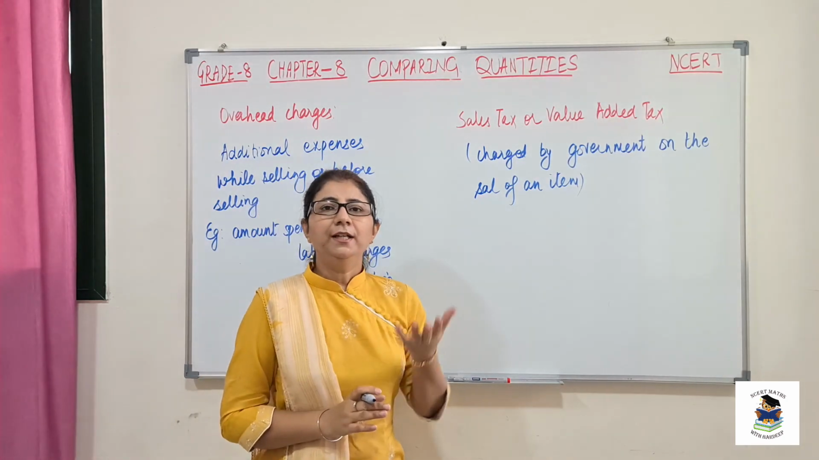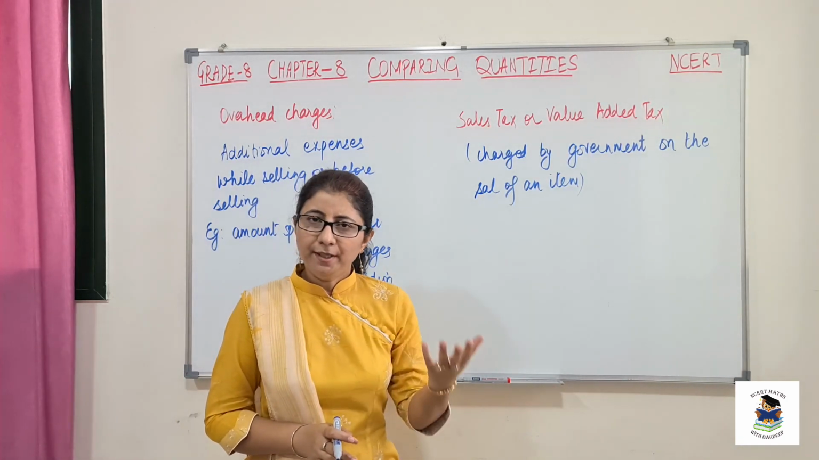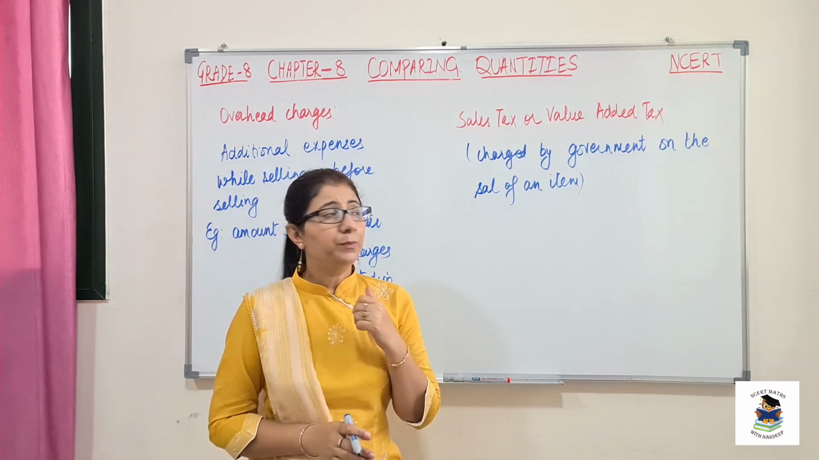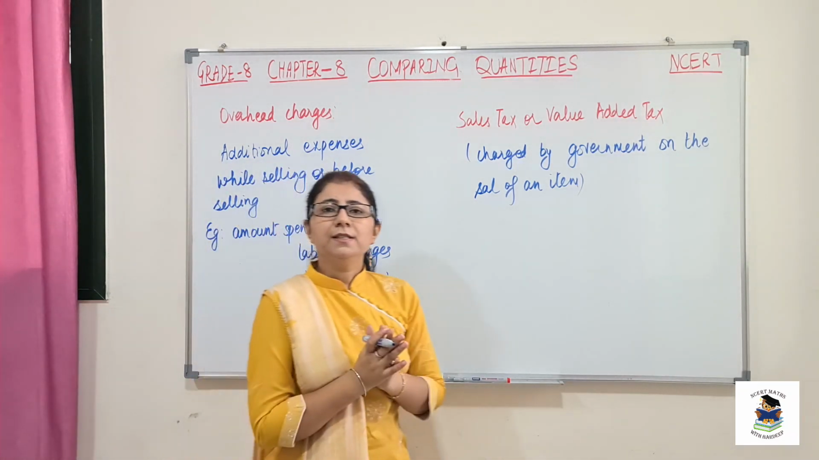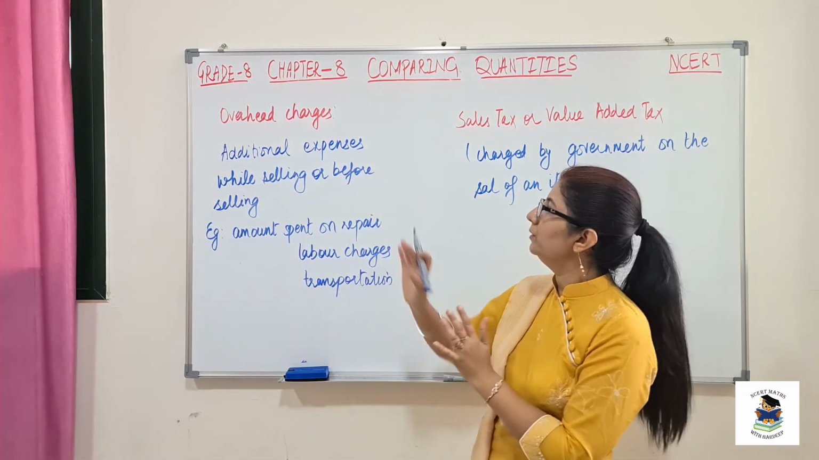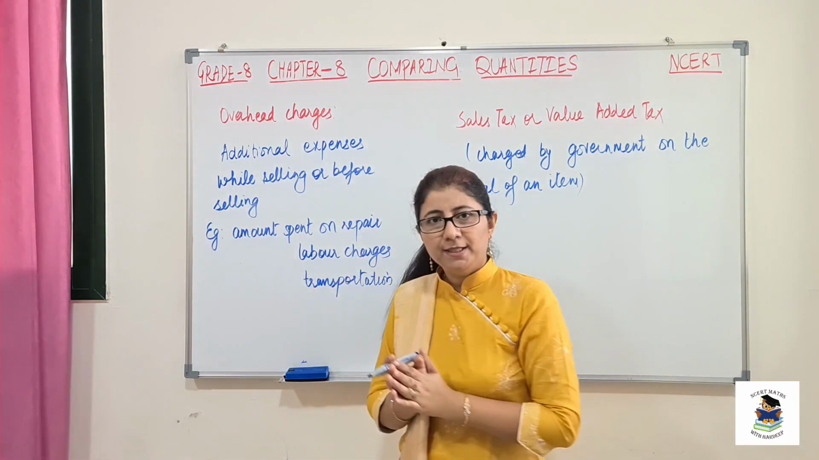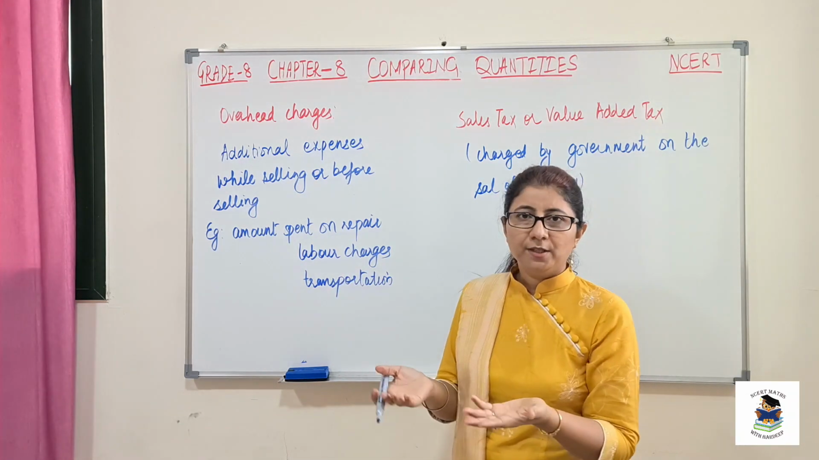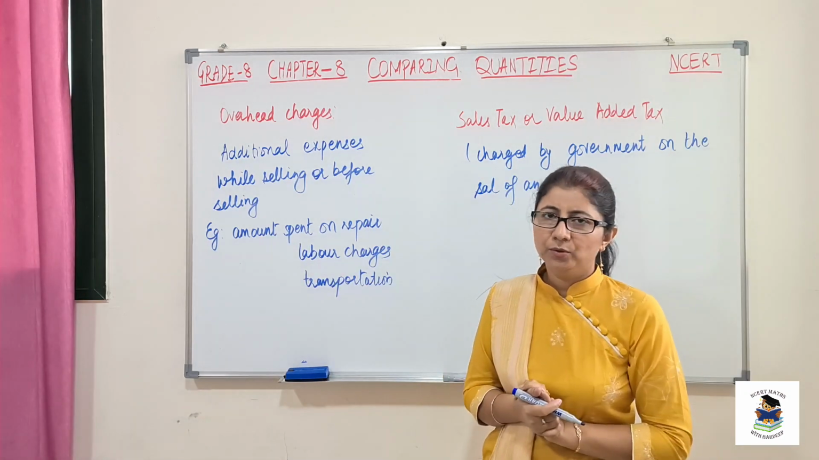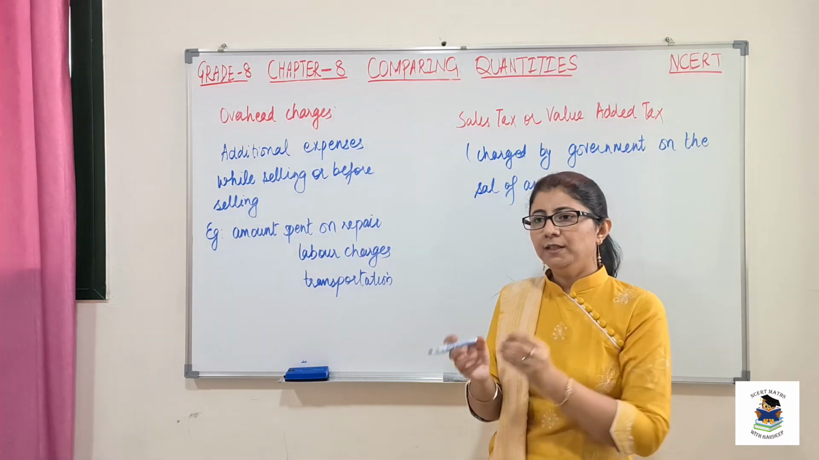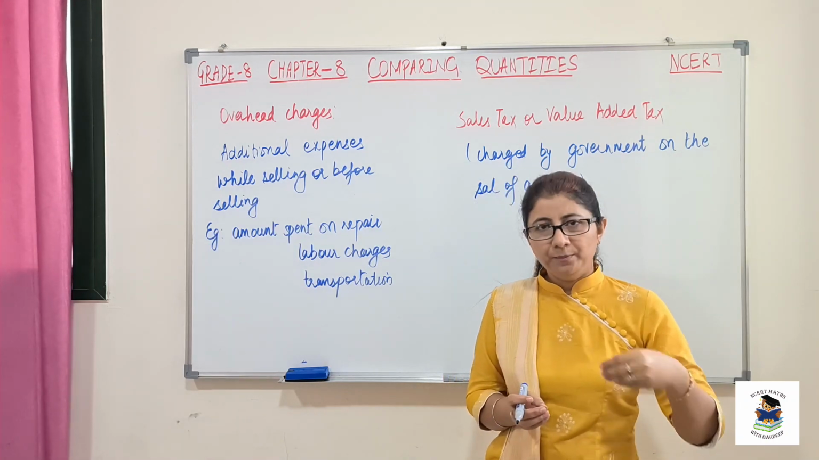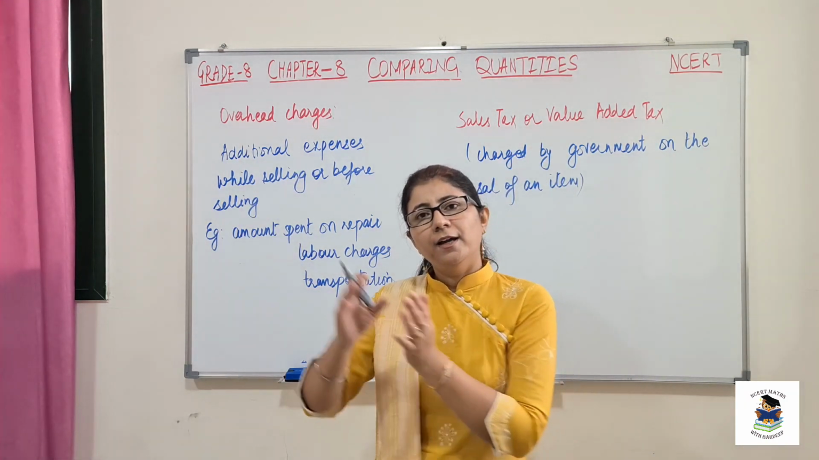As I have already explained how to find profit percentage, loss percentage, increased percentage, decreased percentage, discount percentage, there are two other things that we need to consider while solving our questions, that is overhead charges. So what are the overhead charges? Additional expenses while selling or before selling. Suppose I have a scooter at my home and I want to sell it, but before selling it needs some maintenance or repair. So first I will get it repaired by paying from my own pocket, and then I will sell it.